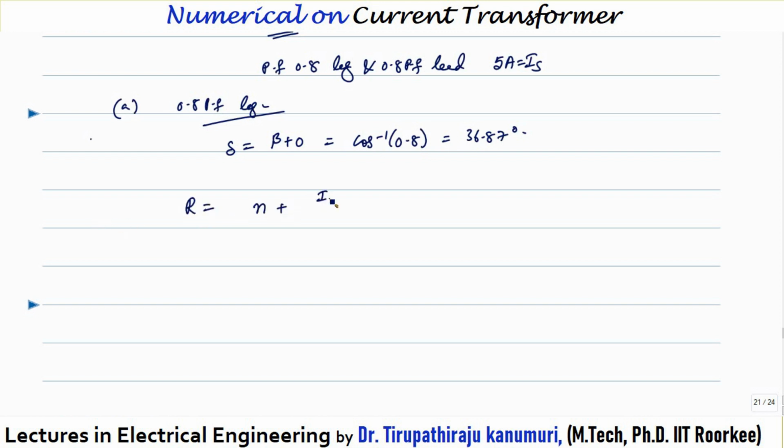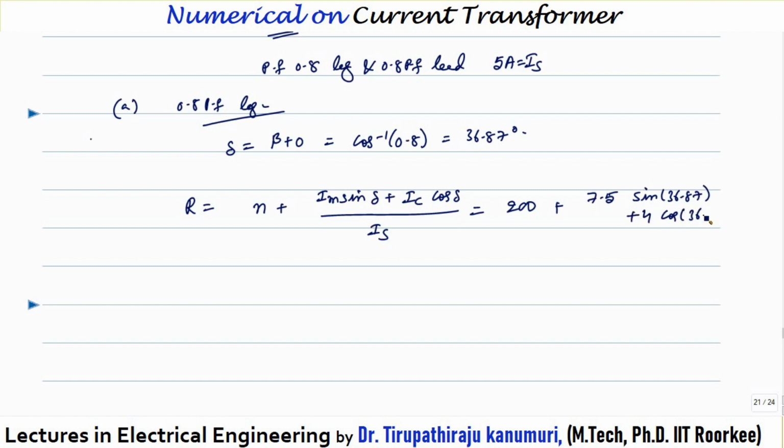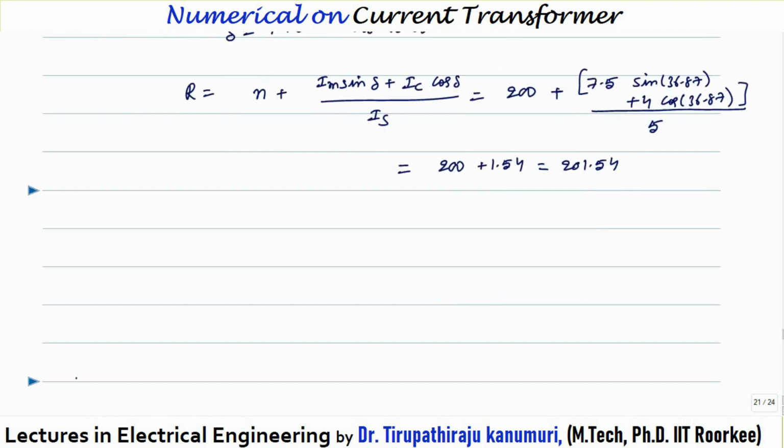Let us calculate the actual transformation ratio, given by R is equal to N plus Im sin delta plus Ic cos delta, divided by Is. Substituting, N is 200, plus 7.5 times sin 36.87, plus 4 into cos 36.87, divided by the secondary current, which is 5. If you calculate, this will come as 200 plus 1.54, which is 201.54.